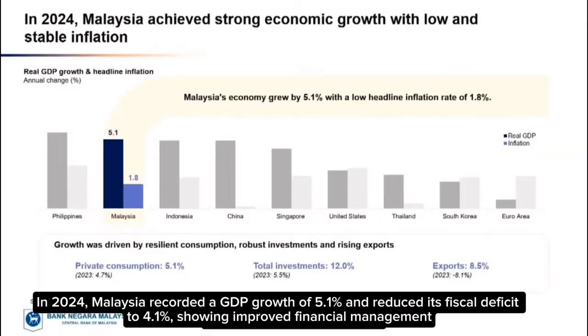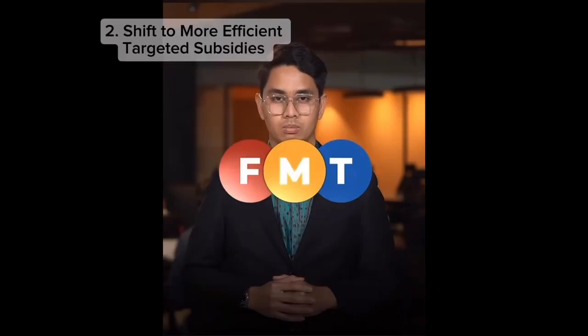In 2024, Malaysia recorded a GDP growth of 5.1% and reduced its fiscal deficit to 4.1%, showing improved financial management. 2. Shift to more efficient, targeted subsidies.